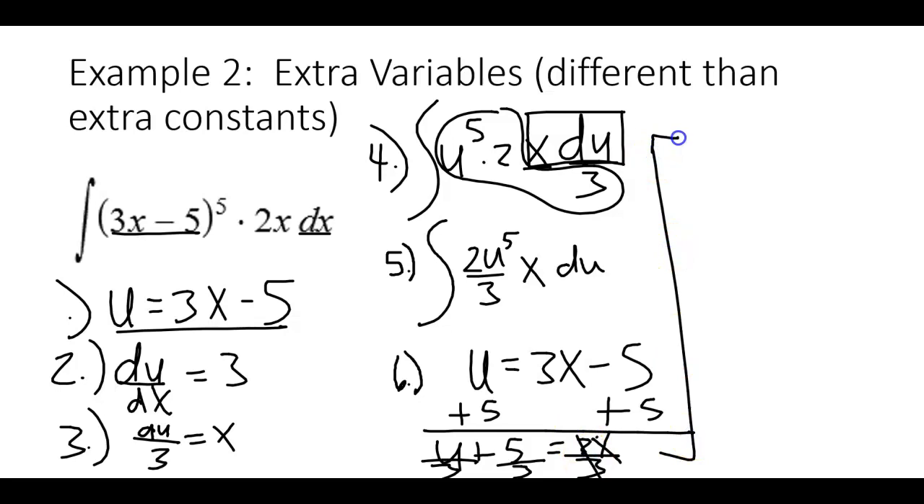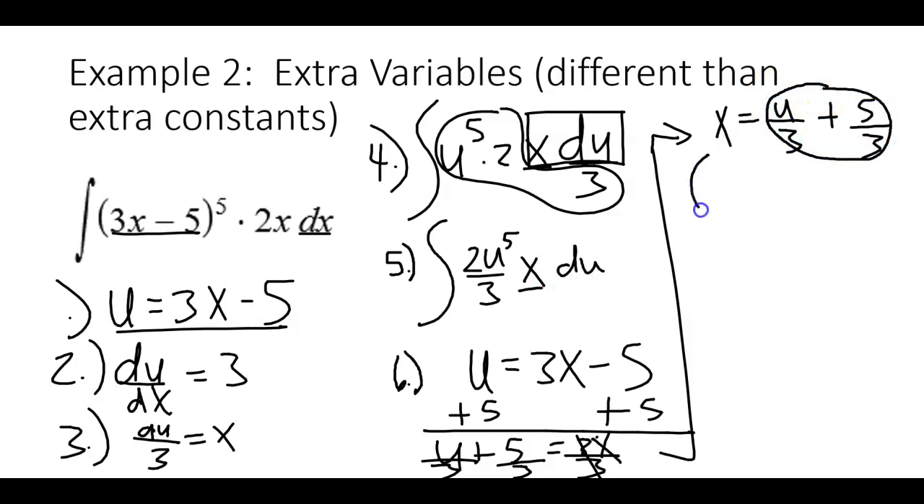And that gets the x by itself. So now I see that x is equal to u over 3 plus 5 over 3. All right, move on. The next thing we do as part of step 6 is replace the x in my integral with what I just found out x equals.